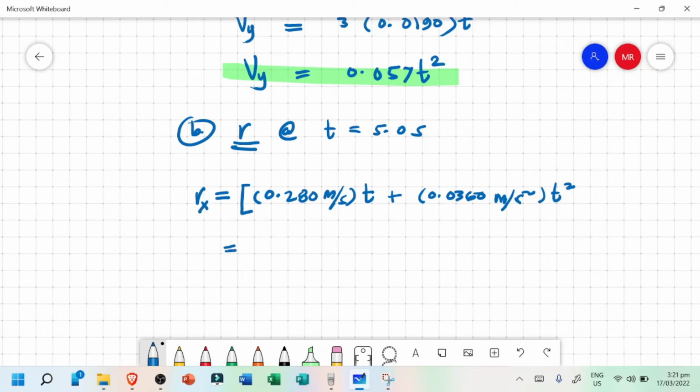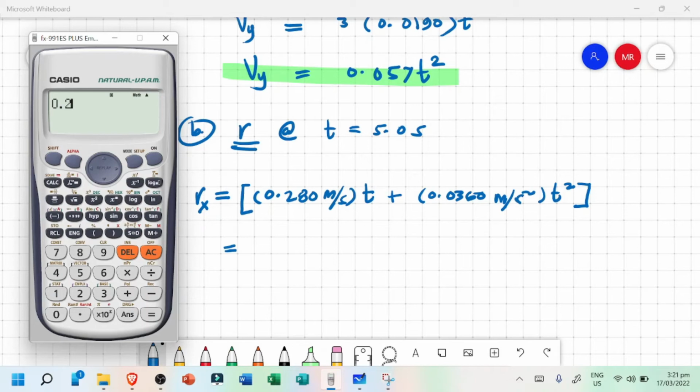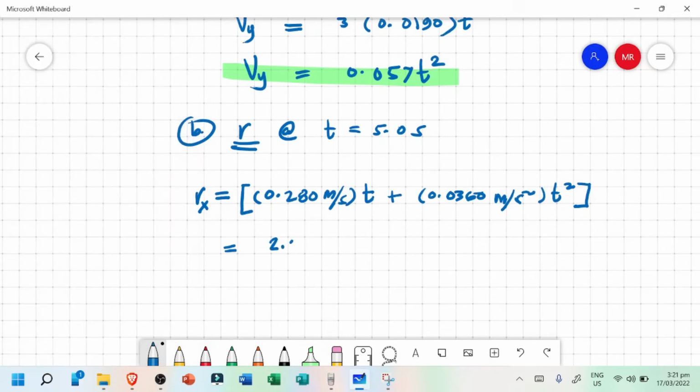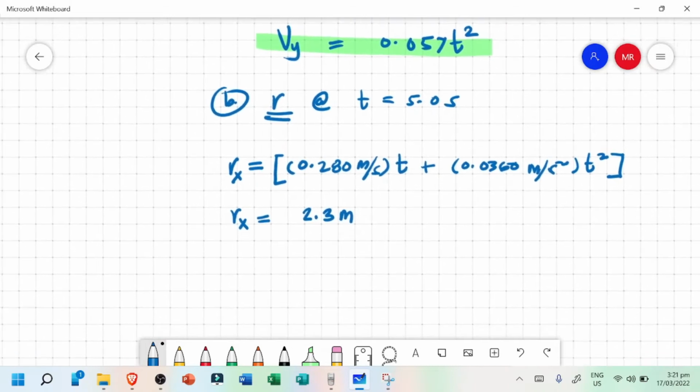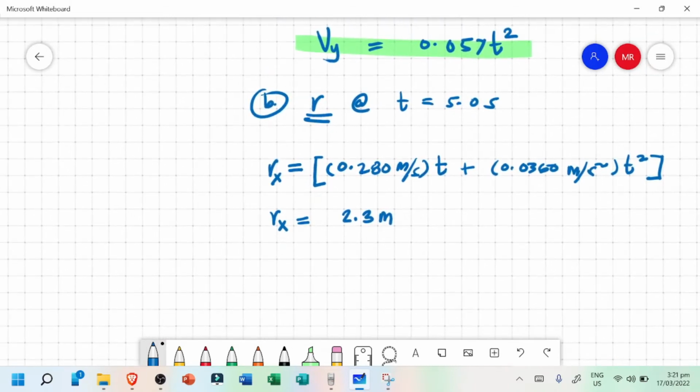So substituting 5 seconds to this equation, we'll have 0.280 times 5 seconds plus 0.0360 times 5 seconds squared. So the answer will be 2.3 meters. But this is just the x component. Okay, but we still need the y component.